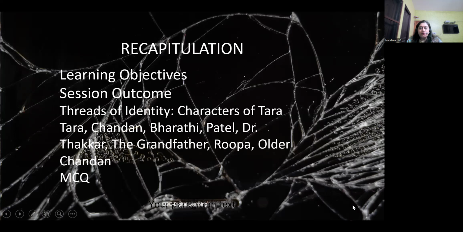Let us try to recapitulate. What did we learn in the previous session? The learning objectives, session outcome, the threads of identity. We discussed in detail the characters of Tara, Chandan, Bharati, Patel, Dr. Tucker, the grandfather, Rupa, older Chandan. All in detail have been discussed. We also had a small MCQ question answer session in the end.